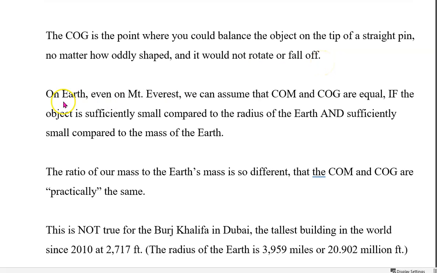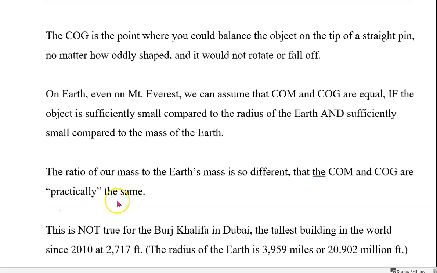off the pin. On Earth, even on Mount Everest, we can usually assume that center of mass and center of gravity are equal if the object is sufficiently small in mass compared to the mass of the Earth and sufficiently small as far as size compared to the radius of the Earth. The ratio of our mass as humans to the Earth's mass is so different that the center of mass and center of gravity are practically the same.